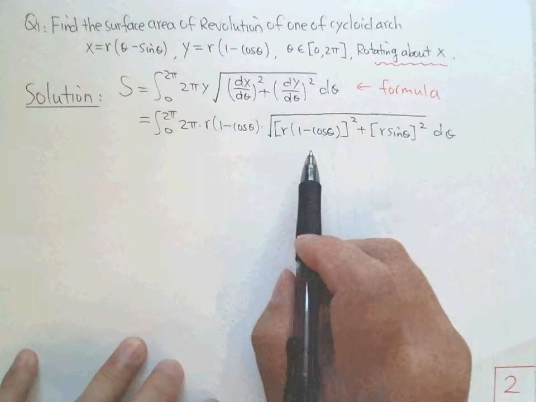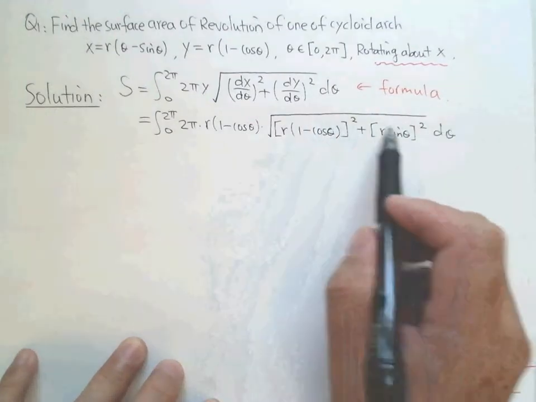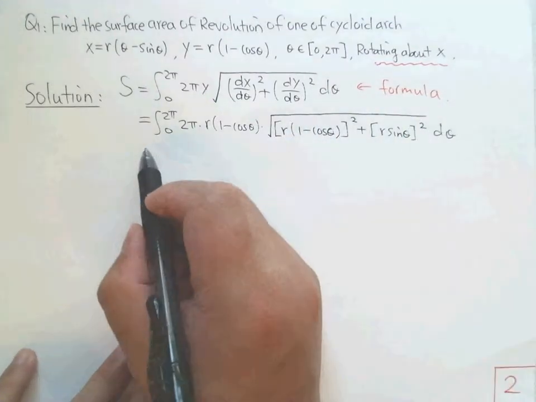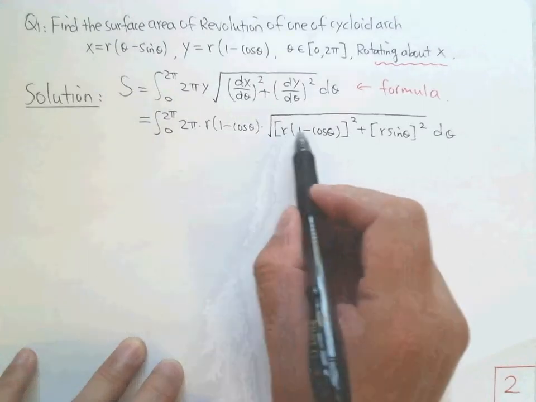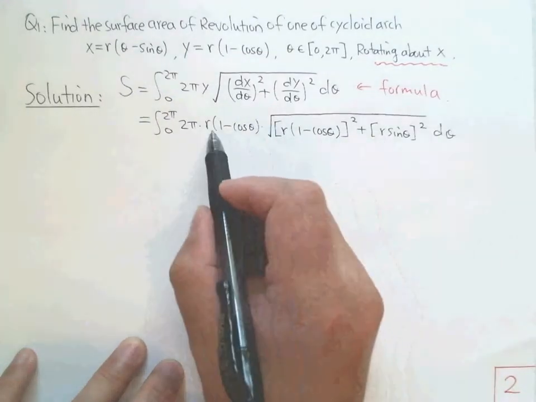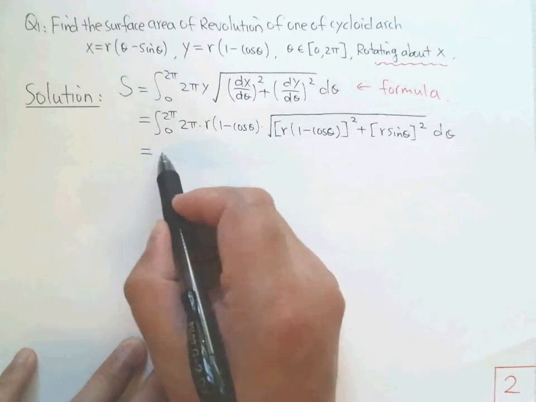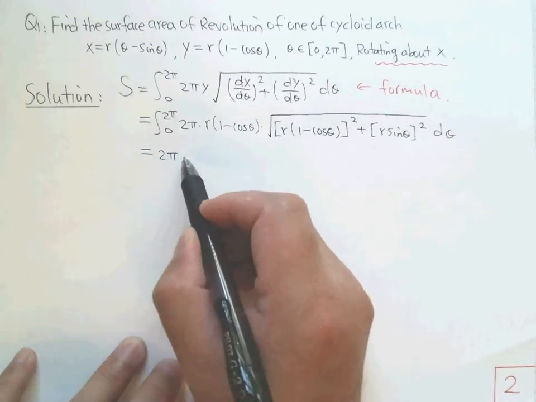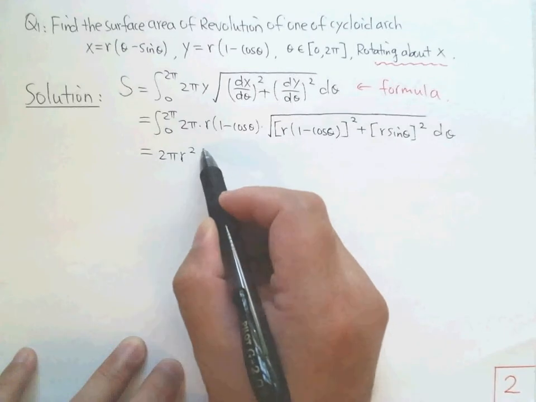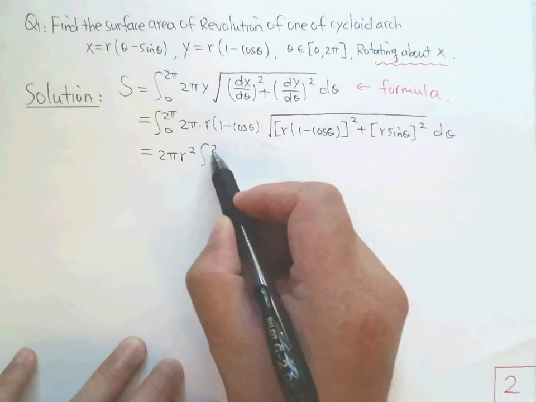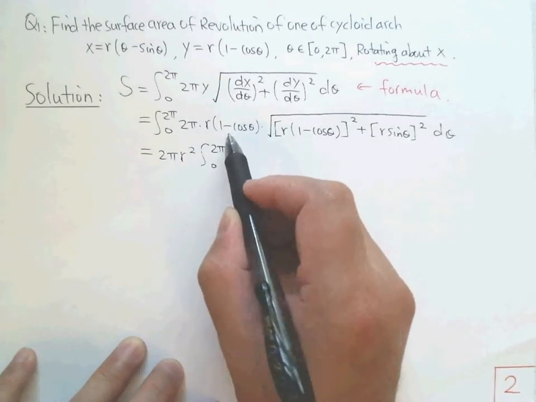Okay, so now what do you do? We have to simplify the square root. If I do the simplification, the r squared takes out as r squared, and we take all the coefficients out, which means 2 pi r squared. And then the integration is from 0 to 2 pi.